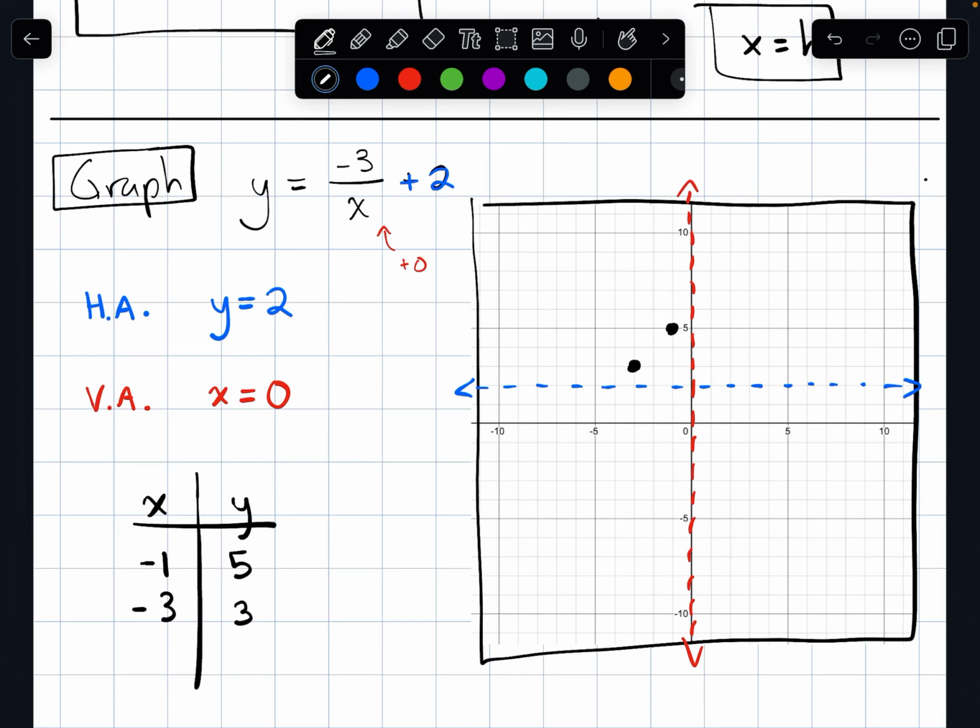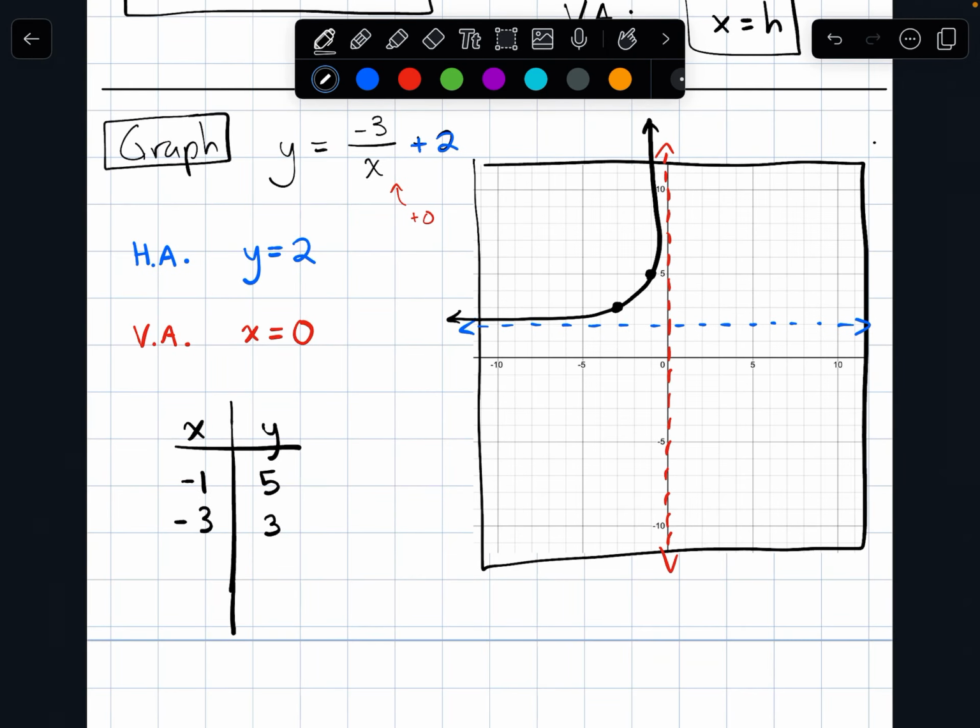And there we are. All right, so we know that this part of the graph is definitely going to curve just like this, all right? Making sure that we don't cross the red dotted line or the blue dotted line. And then I can keep going with this table of values. I'm going to continue down here a little bit.